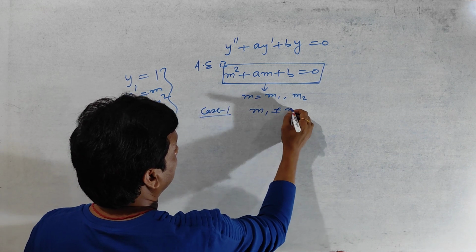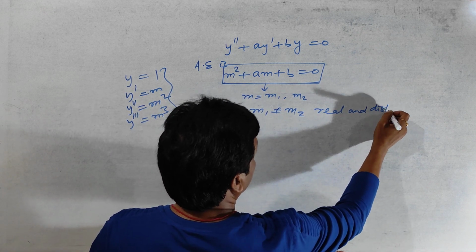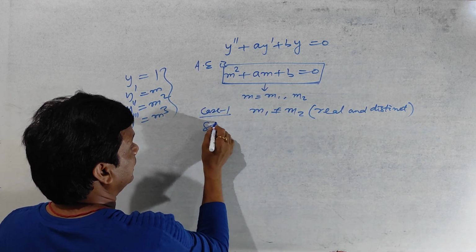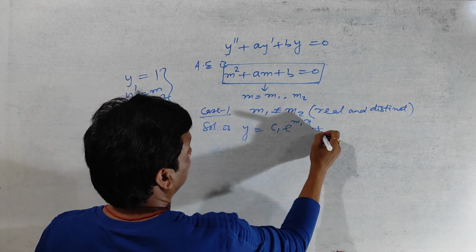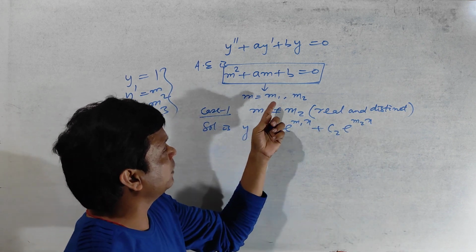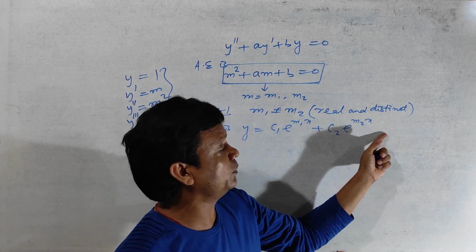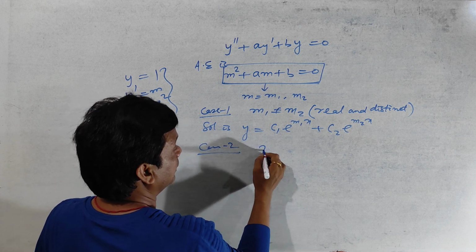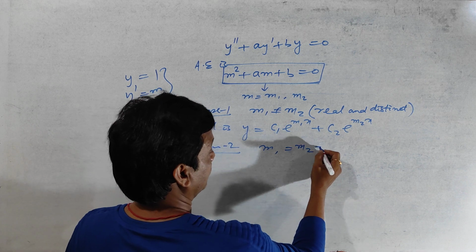If m1 is unequal to m2, that means they are real and distinct. In this case, the solution is y is equal to c1 into e to the power m1x plus c2 into e to the power m2x. And if there are three values m1, m2, m3, then it will be c1 into e to the power m1x plus c2 into e to the power m2x plus c3 into e to the power m3x.